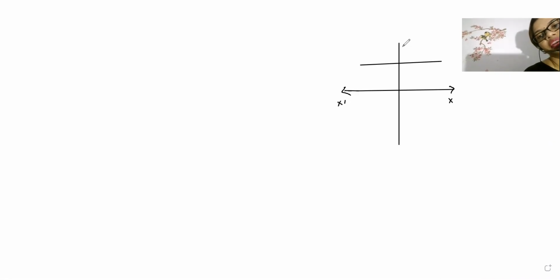I have not told you anything. I just drew a line. And now tell me, identify the type of graph. Okay. Identify the type of graph. If it is not clear, I'll be showing it one more time. X is equal to 3.